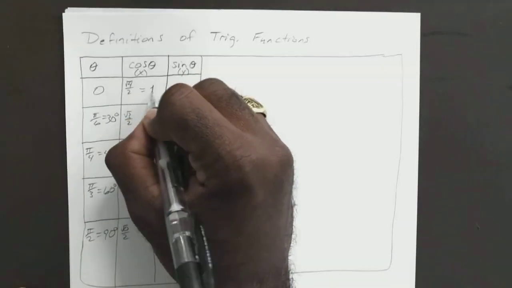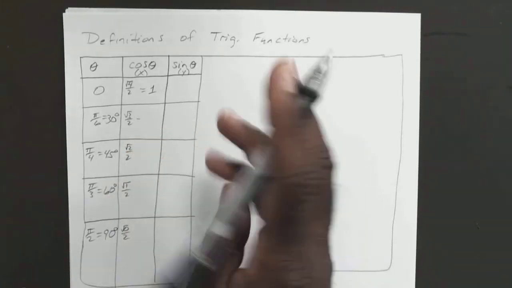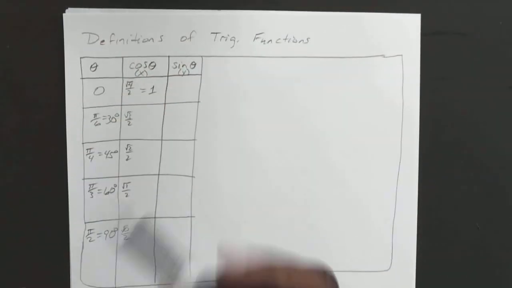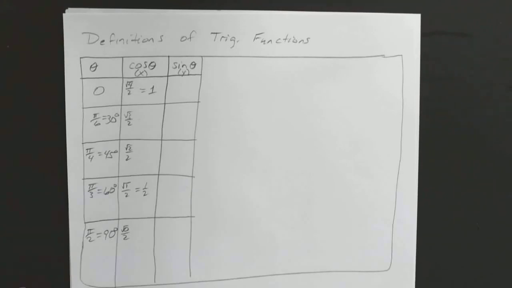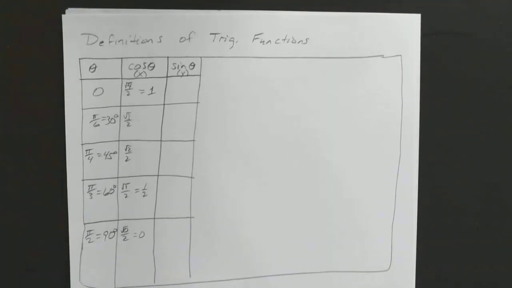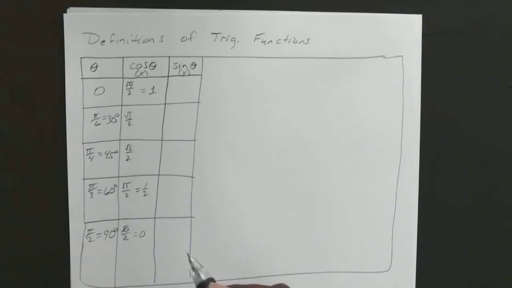Okay, which would give us 1, then square root of 3 over 2 and square root of 2 over 2 stays the same. That becomes 1/2, and that becomes 0. And we do the same thing for sine, but the other way.